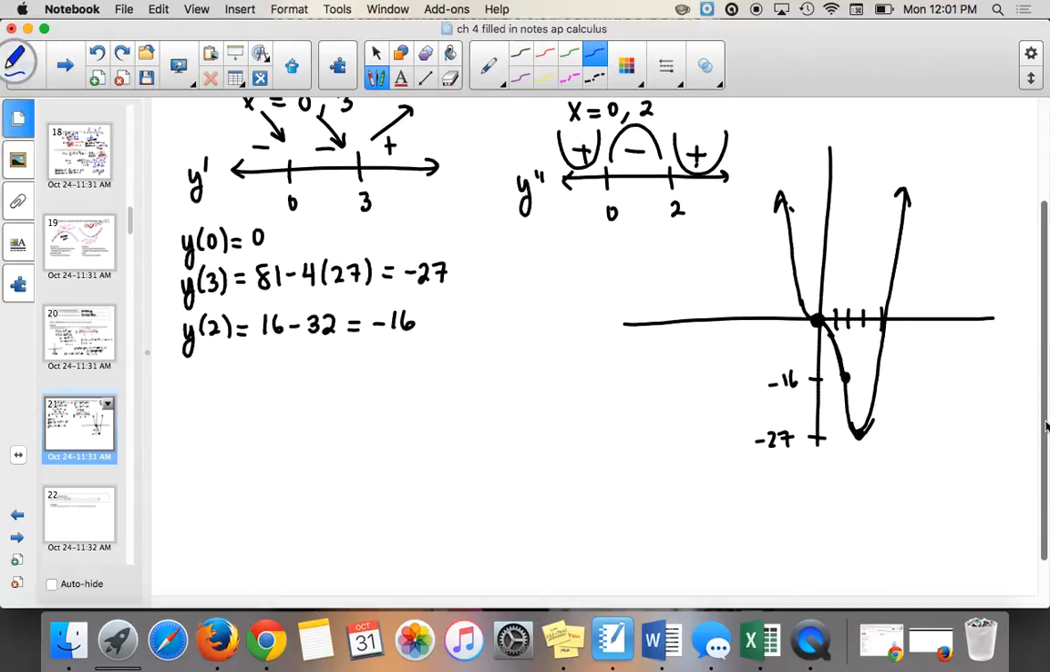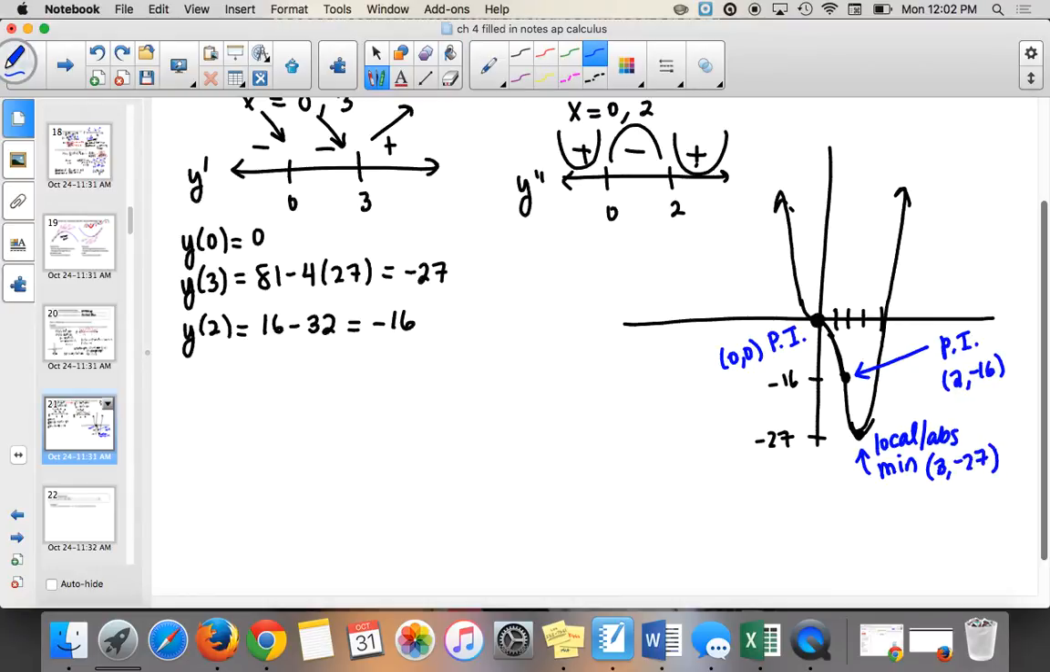So we have an inflection point, or point of inflection if you want to write PI, at 0, 0. We have an inflection point, or point of inflection, at, not negative, not negative 16, sorry, 2 comma negative 16. And we have a minimum. Is it local, absolute? What do we have? Absolute, so local and absolute at 3 comma negative 27.